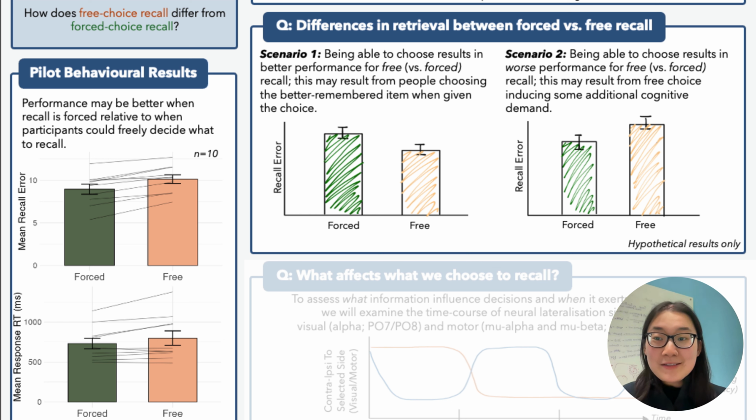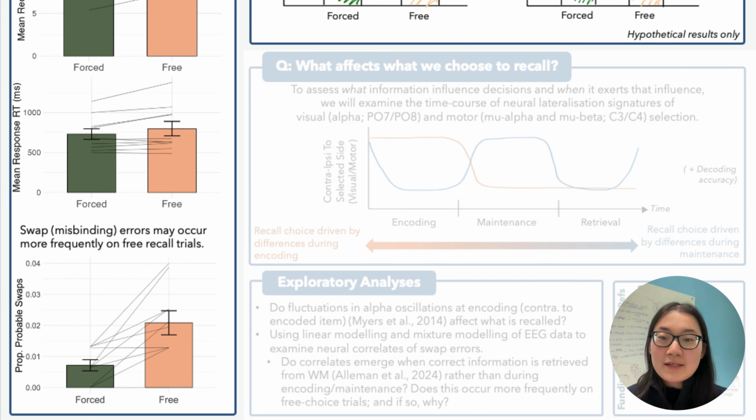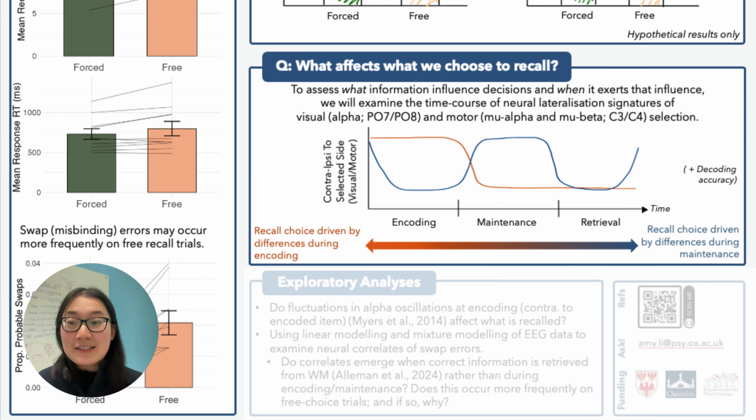So in our pilot sample of only 10 participants though, the pattern of data so far seems interestingly more aligned to scenario 2 here. Additionally, people seem more likely to misattribute the orientation of one bar as belonging to the other, so that's what we call swap errors.